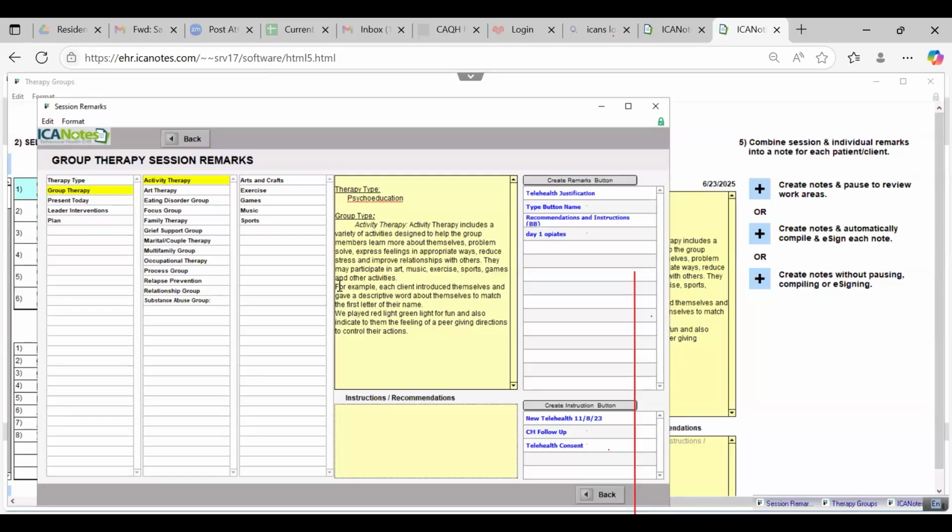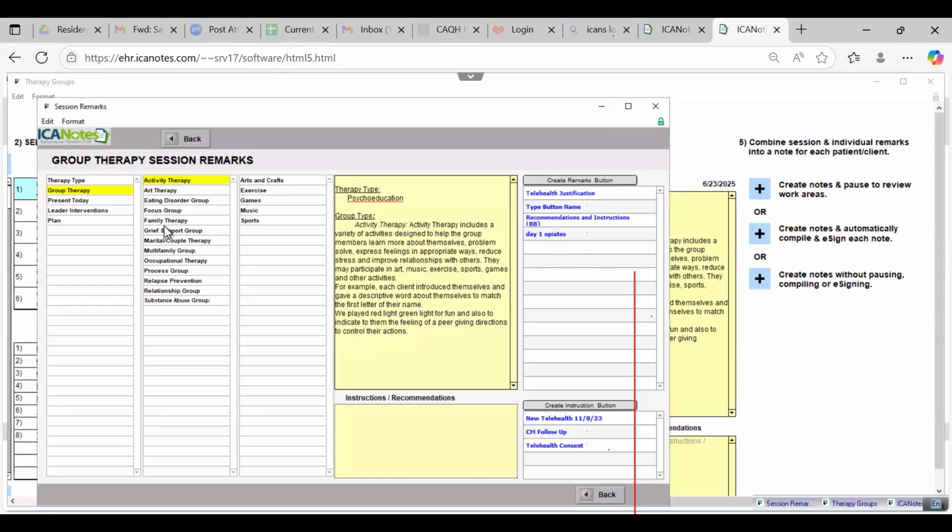So I put down here, for example, because I want to specify what we did exactly: each client introduced themselves and gave a descriptive word about themselves to match the first letter of their name. That was our icebreaker. And then we played red light, green light for fun. And also, it's good to read it out loud too, I missed it: also to indicate to them the feeling of a peer giving directions to control their actions, because the title of this is Knowing My Triggers. So just given the specific things that we did.